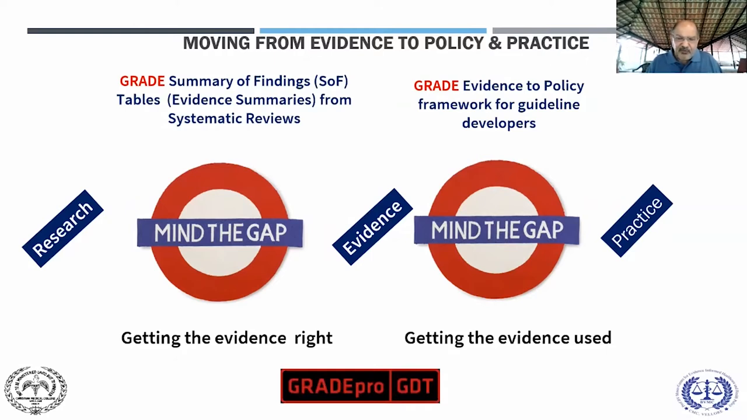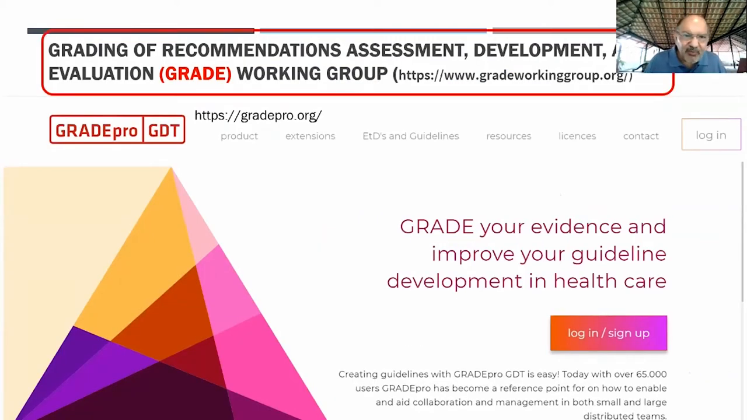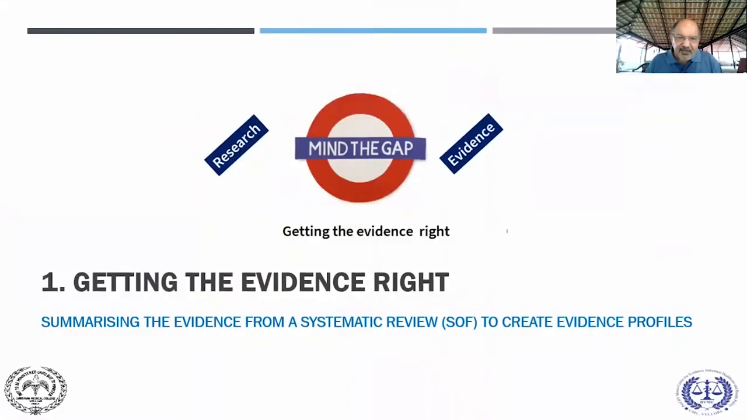Now, the GRADE Working Group provides you an online platform, a software platform, to do both steps of the process. And you can read more about the GRADE Working Group from their website, which is on the top, and the gradepro.org website gives you access to the actual software to do this. You can log in and create an account and use all the resources there to follow exactly what we're discussing this morning. Now, the first step, how do you get the evidence straight and summarize the evidence from a systematic review to create evidence profiles?